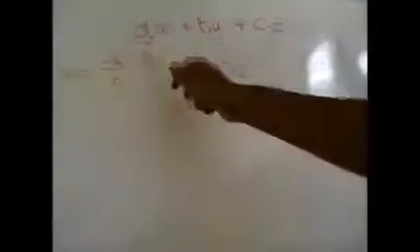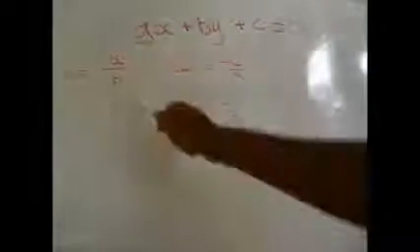Hello and welcome to this quick introduction on coordinate geometry. First, let's look at the straight line equation in the form ax + by + c = 0. We can use this equation to find the gradient, the x-intercept and the y-intercept.